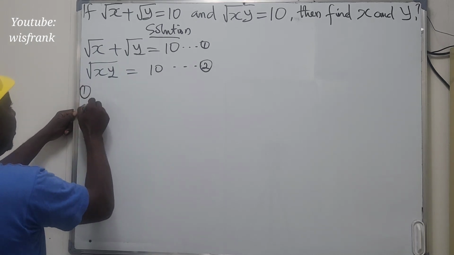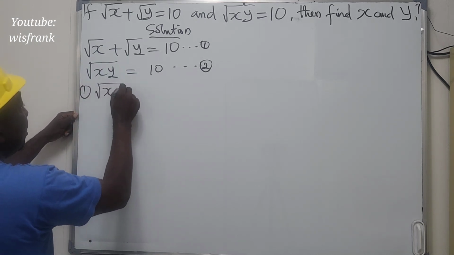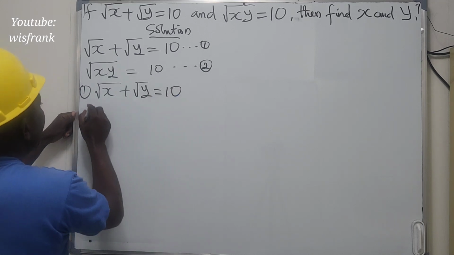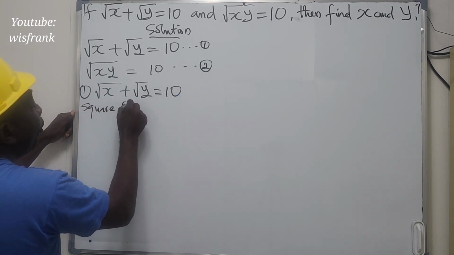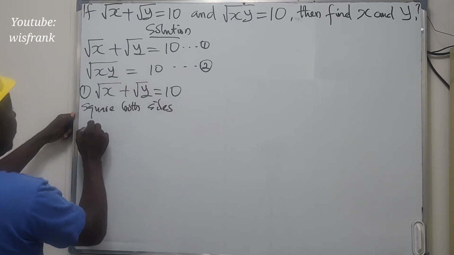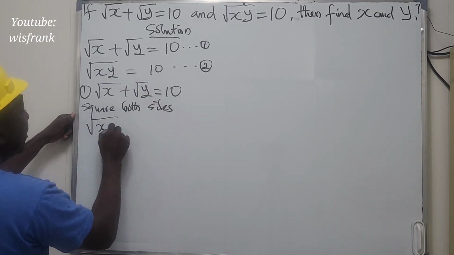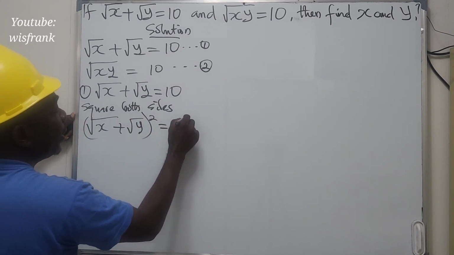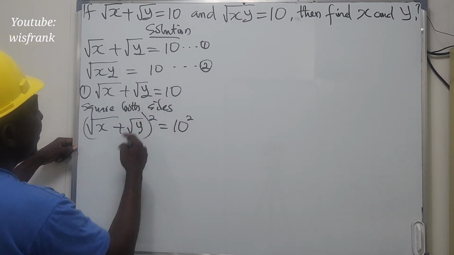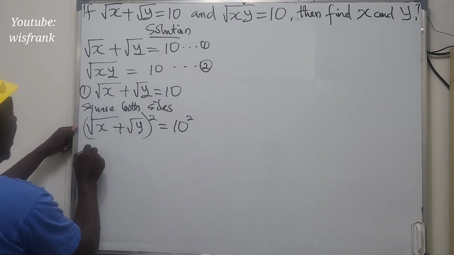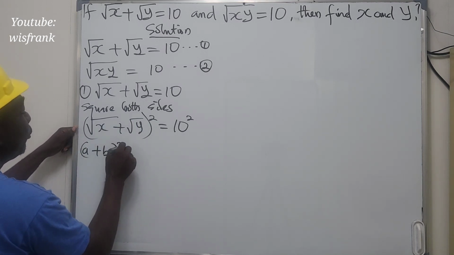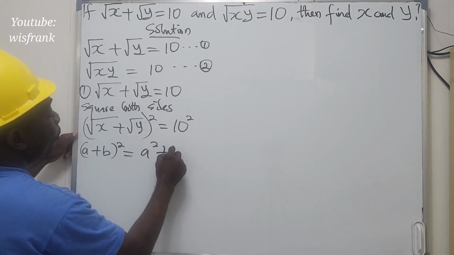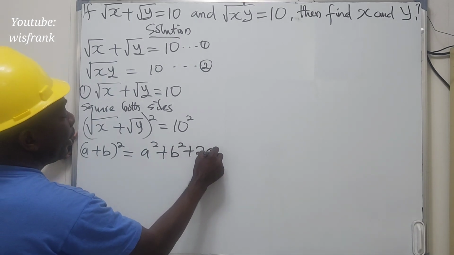Then from equation 1, we have square root of x plus square root of y equals 10. What we need to do is square both sides. So this will become square root of x plus square root of y all to the power of 2 equals 10 to the power of 2. This is the same thing as having (a plus b) all to the power of 2, which equals a to the power of 2 plus b to the power of 2 plus 2ab.